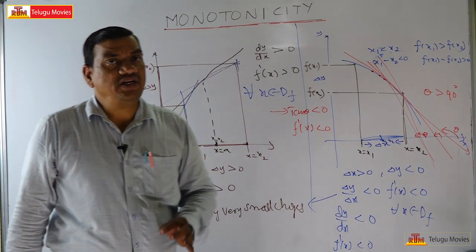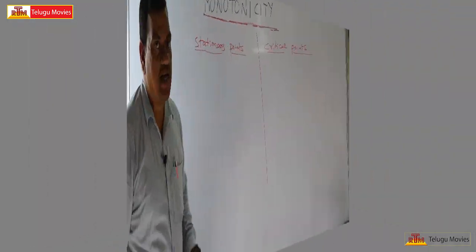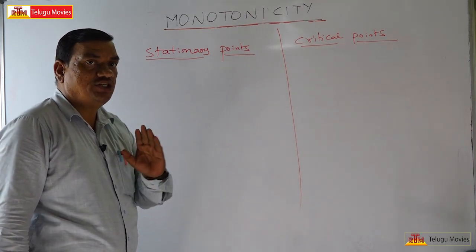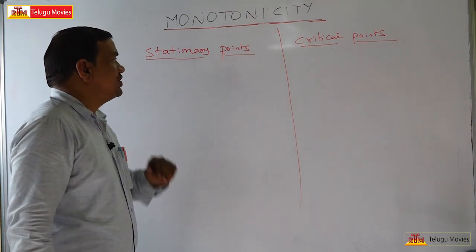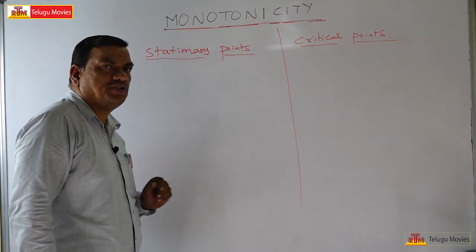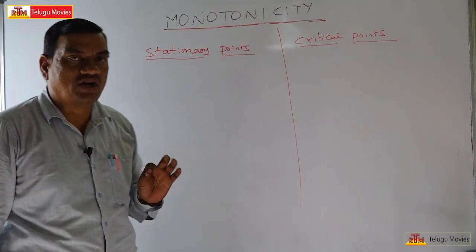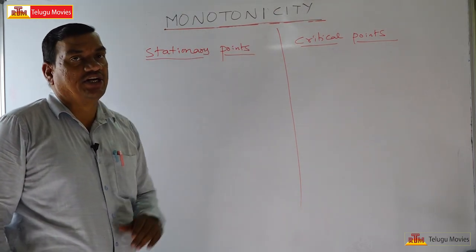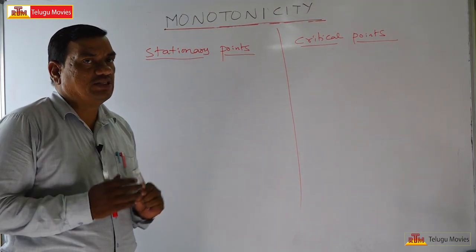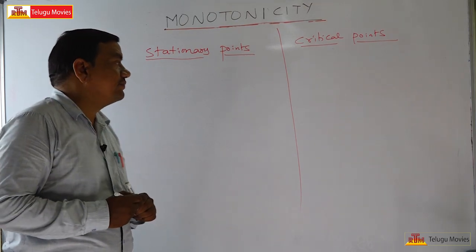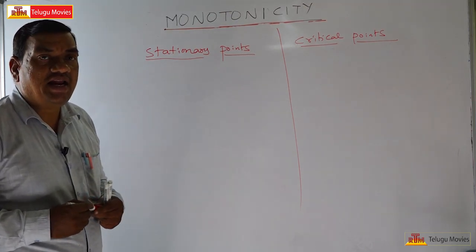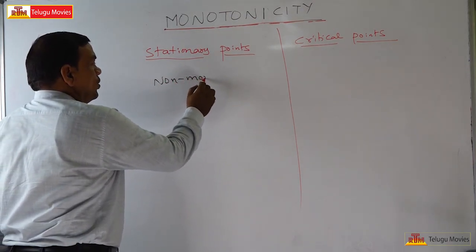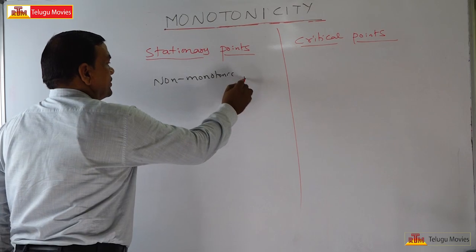So, let us see one more concept. I am going to explain two very important definitions: stationary points and critical points. Generally, students get confused with stationary points and critical points, so I will explain very clearly. For example, take any non-monotonic function.